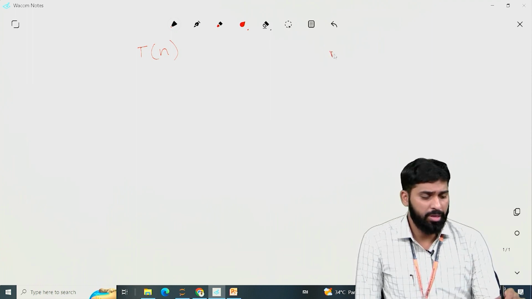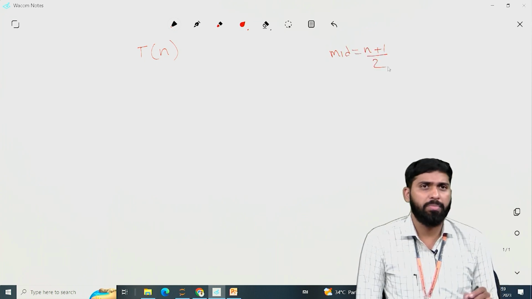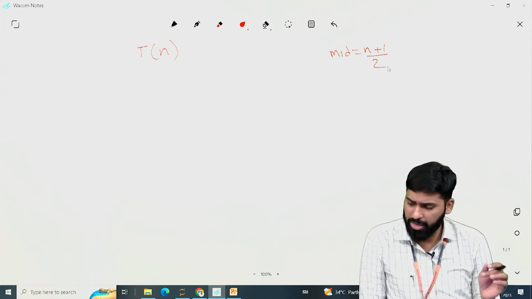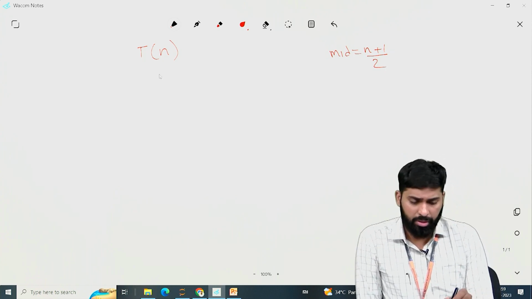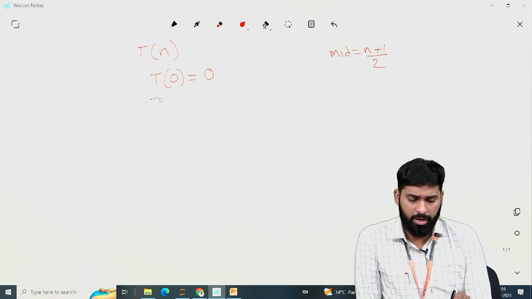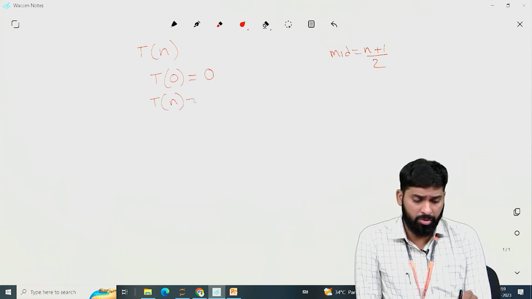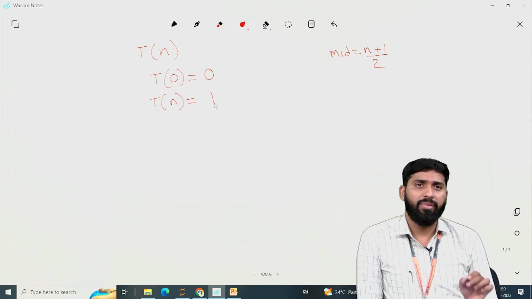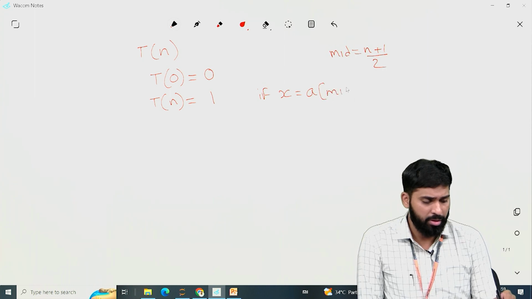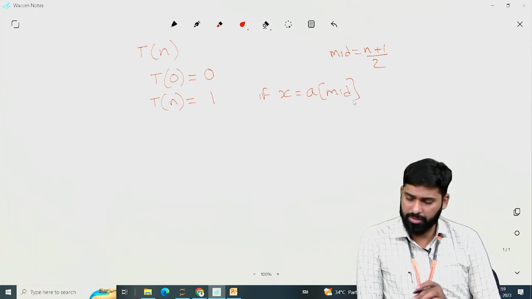So what is the mid here? Mid equals (n+1)/2. That means we divide the array into two parts around (n+1)/2. Therefore T(0) equals 0, and T(1) equals 1 when the searching element x equals A[mid]. That means this is the best case.